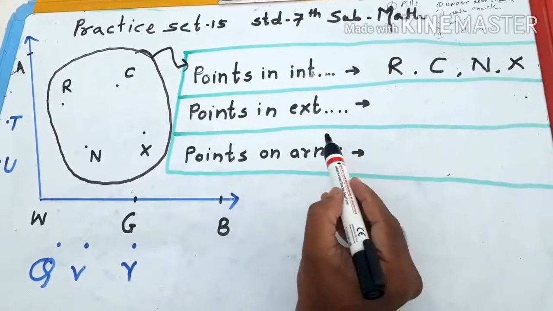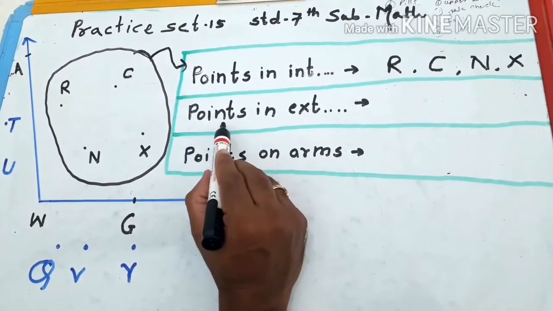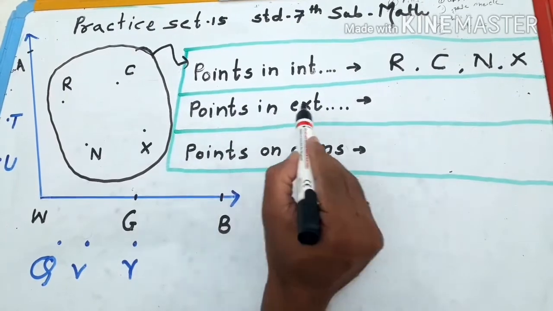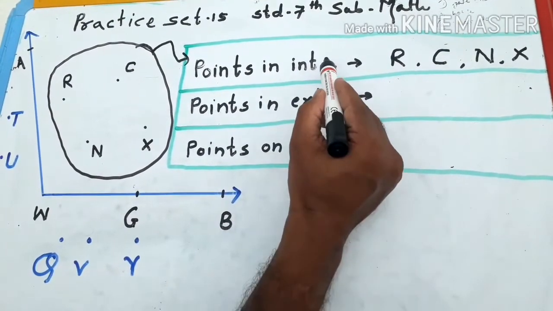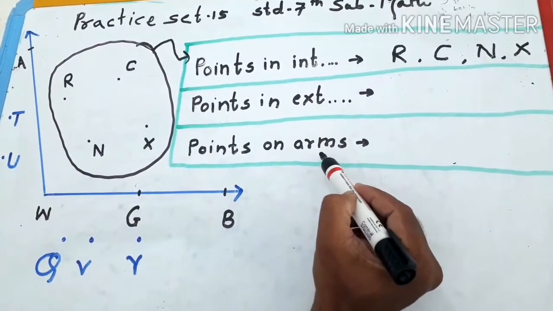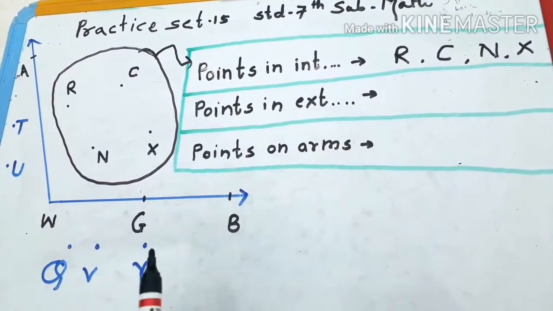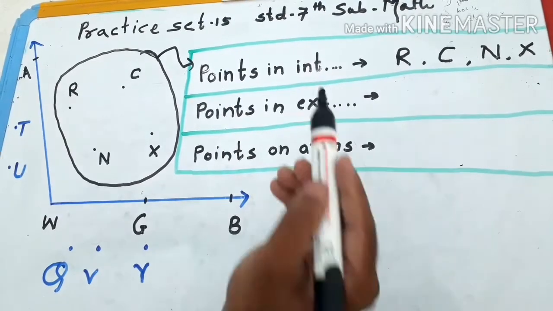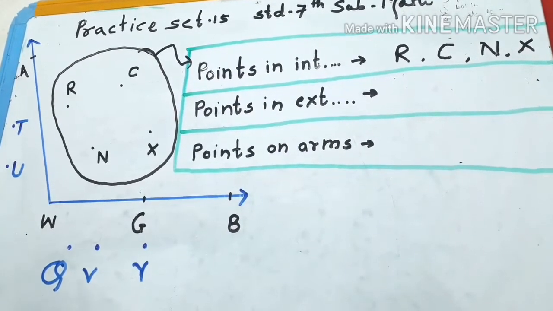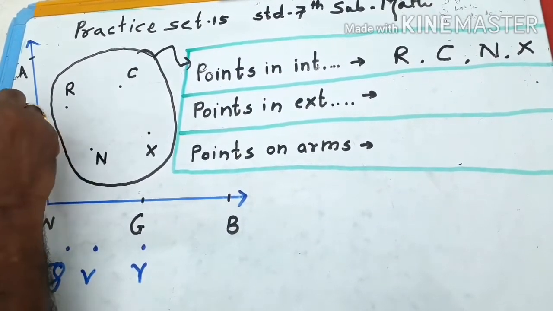Then we have to tell the points in exterior. I have written the short forms: interior, exterior, and points on arms. Points in exterior. Exterior means outside points, and interior means inside points. So here are the exterior points.